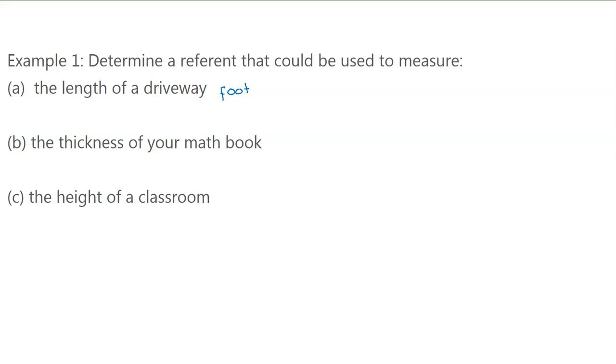Now, for the thickness of my math book, if I had a hockey puck handy, I can place that against it and then compare that to 1 inch. Or I know that the distance between my knuckle to my fingertip on my thumb is about 1 inch. So I would probably use that. So my knuckle to fingertip on my thumb.